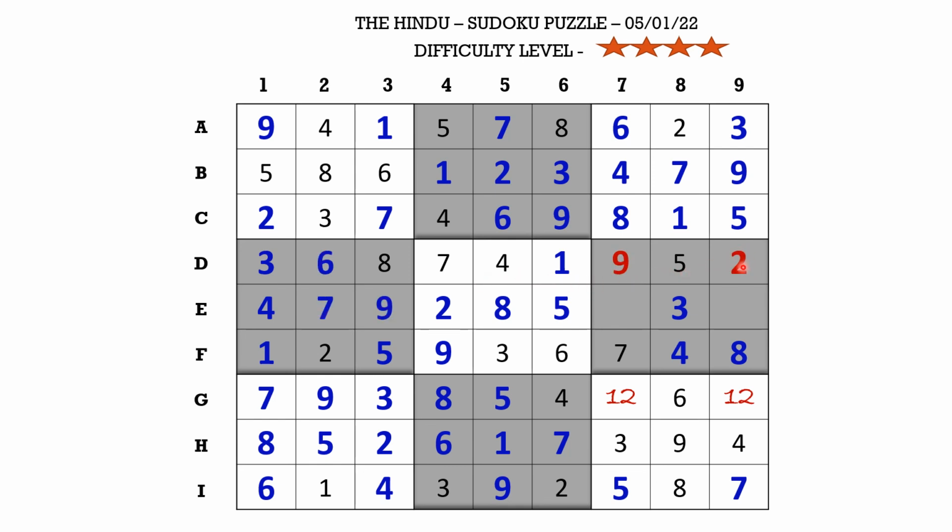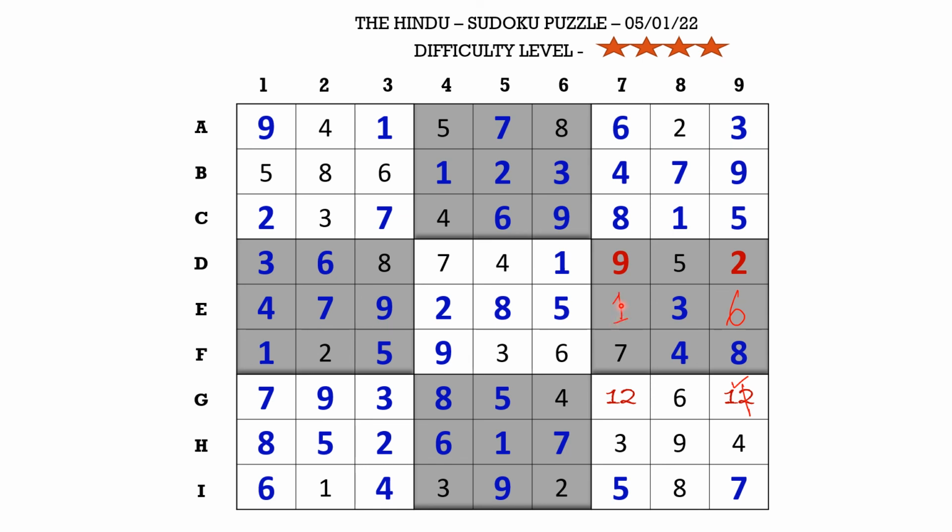In column 9, this 2 cancels out the 2 here. This cell G9 becomes 1 and the only missing number in column 9 is 6. So in the 6th block, the only missing number is 1. So E7 takes 1.